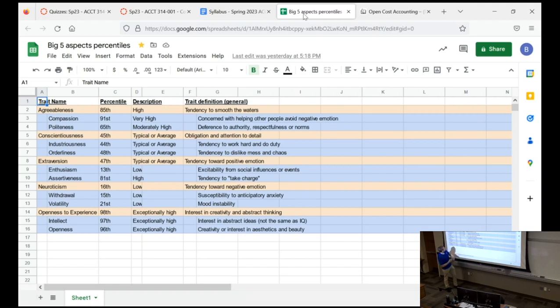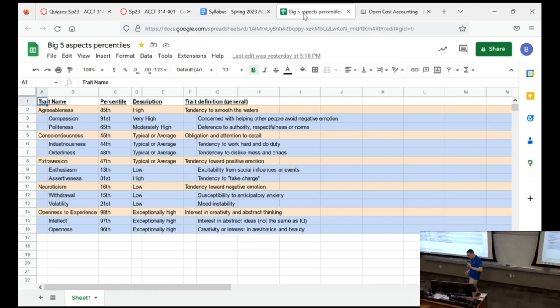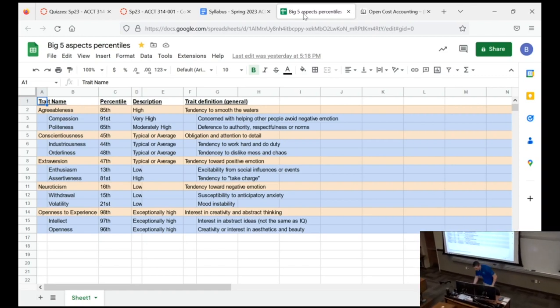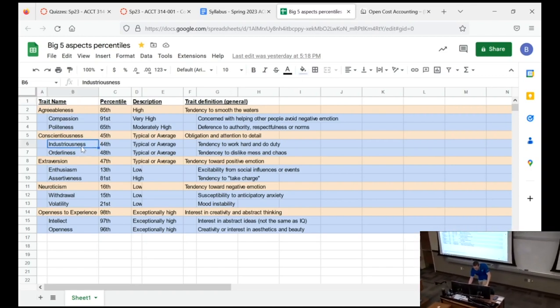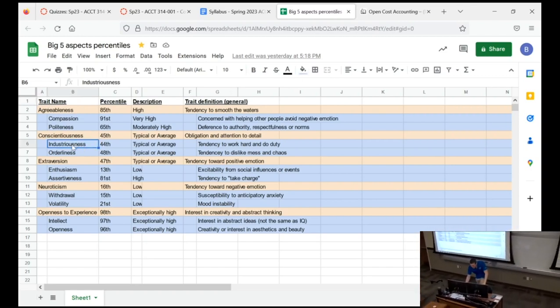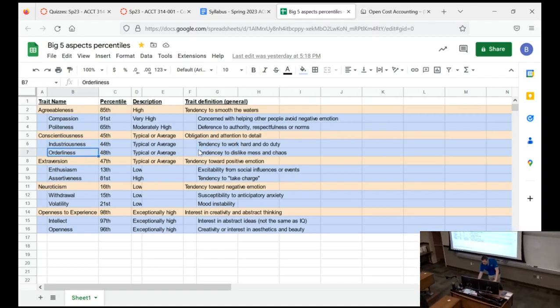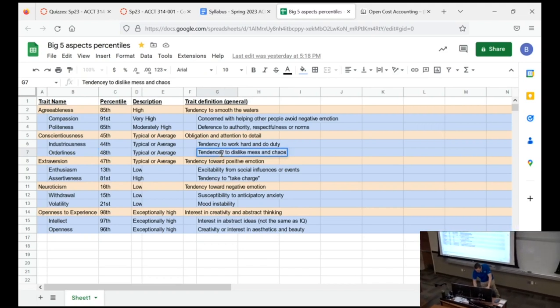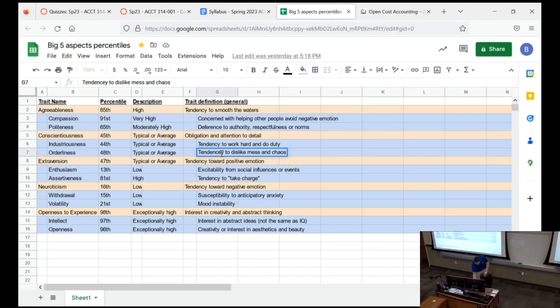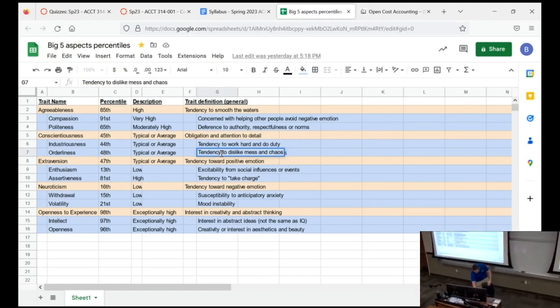Not going to drill those down too much, but conscientiousness. Who am I in conscientiousness? That is the obligation, attention to detail. Breaking it down might be a little more explanatory. The sub-aspects of conscientiousness are, one, industriousness, which is the tendency to work hard and do your duty, and two, orderliness, which is your tendency to dislike chaos and mess.